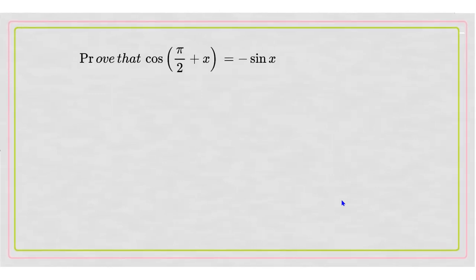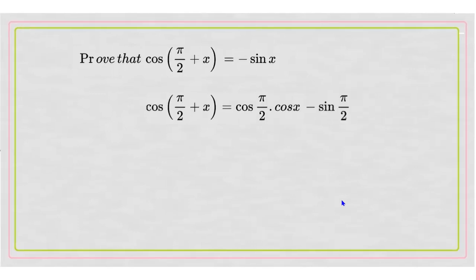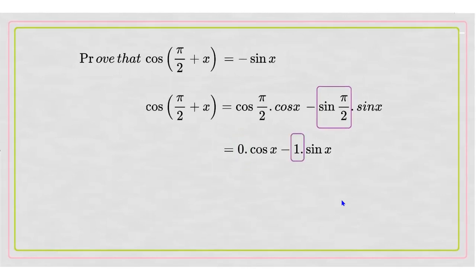Next, you take this one. Prove that cos pi by 2 plus x equal to minus sin x. You consider cos pi by 2 plus x, that's equal to cos pi by 2 into cos x minus sin pi by 2 into sin x. And cos x and sin x as it is you can write. And what is cos pi by 2? Cos pi by 2 is 0. What is sin pi by 2? Sin pi by 2 is 1. And we will have 0 into cos x equal to 0 minus 1 into sin x equal to minus sin x.